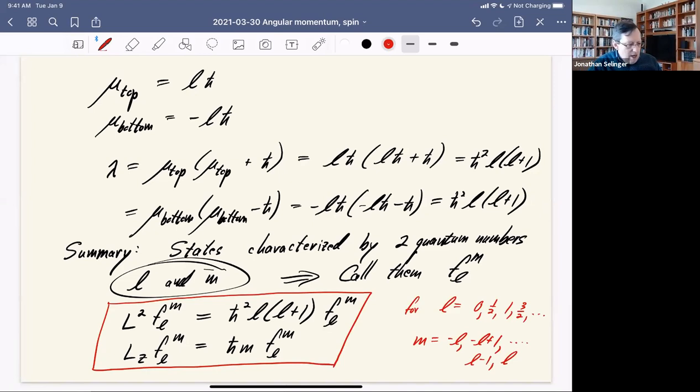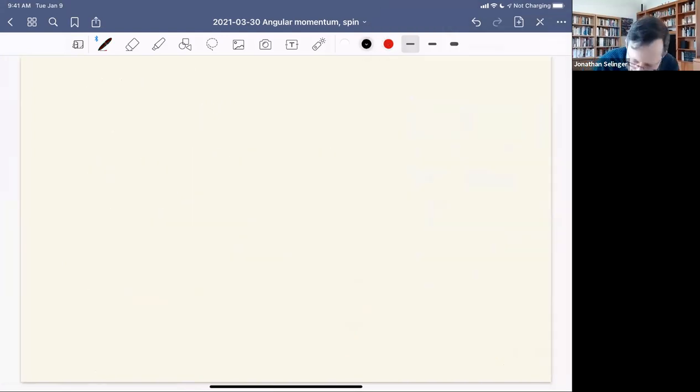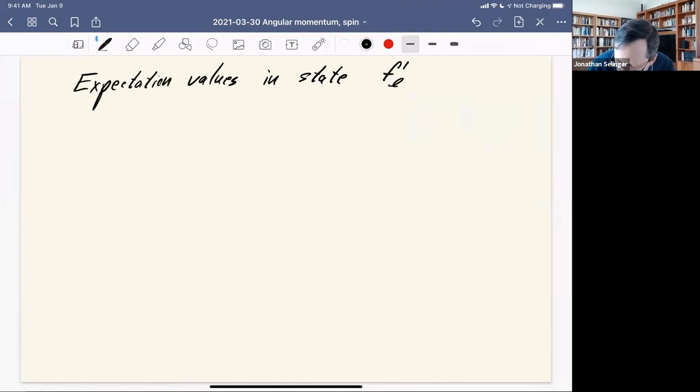And you know, I've now devoted an hour of trying to figure these things out. But we've got them. So what can we do with them, once we have them? Well, for sure we can make expectation values. So let's see about expectation values in the state f sub L super M.